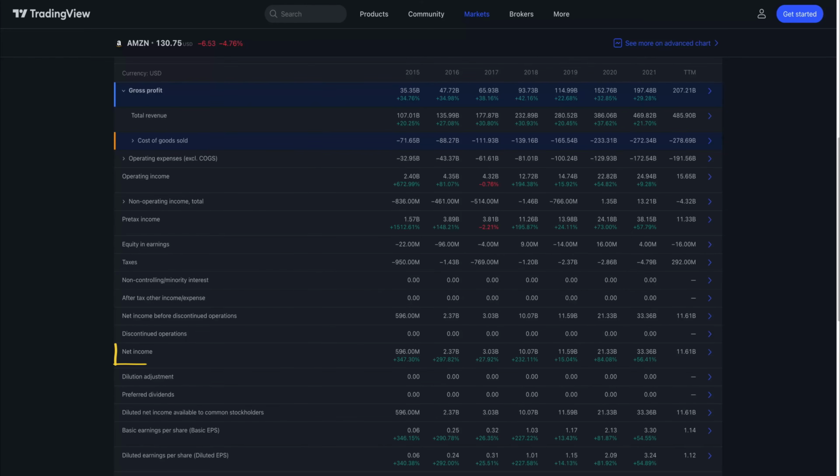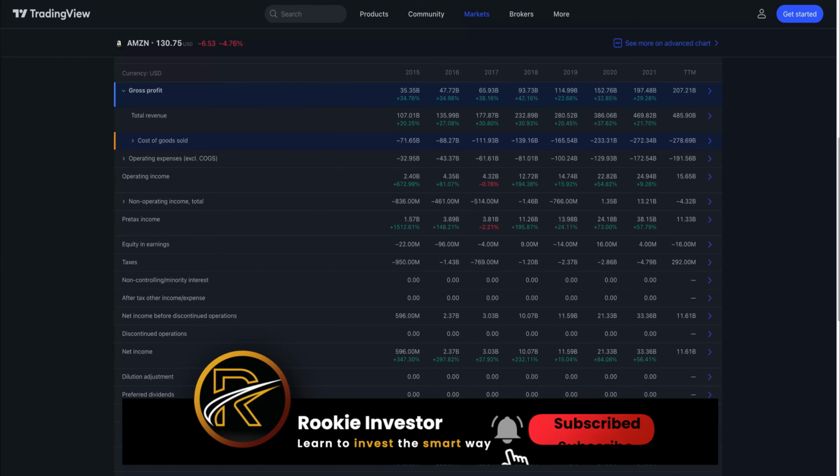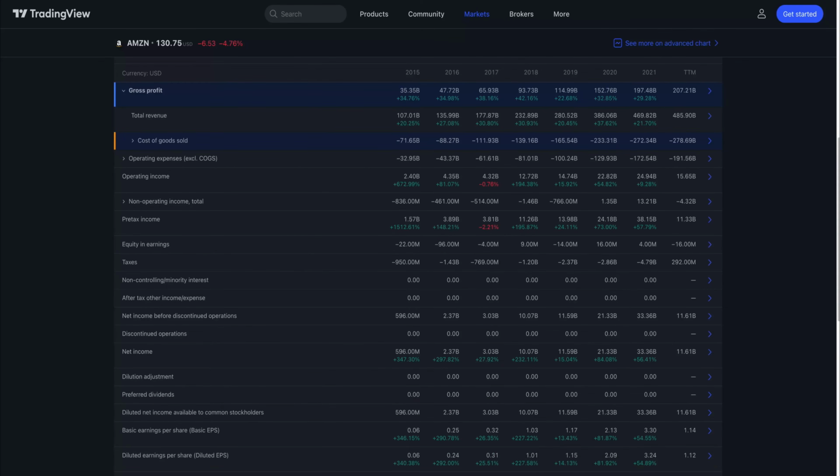Fifth, net income. As we mentioned above, the most important metric in the income statement is the net income. Solid companies will always have a positive and a growing number in this section. Last, two metrics that are highly advisable to calculate and are good indicators to analyze a company's income statement are the gross margin and the operating margin.